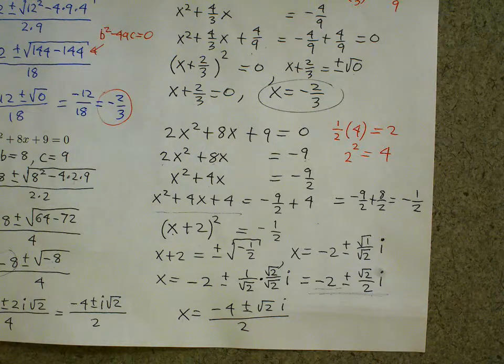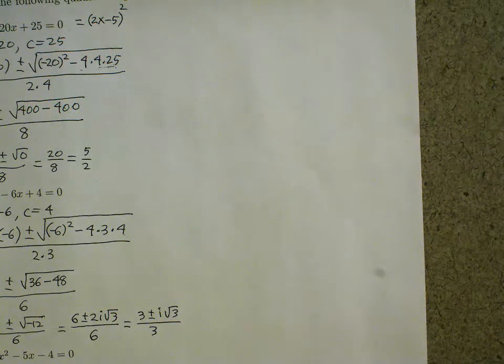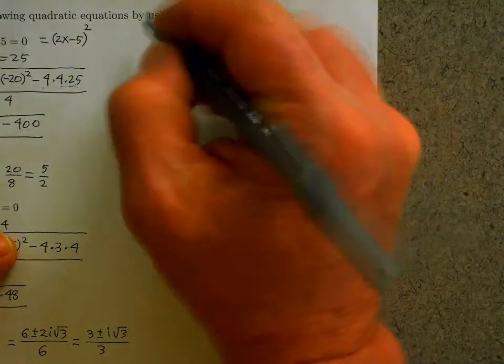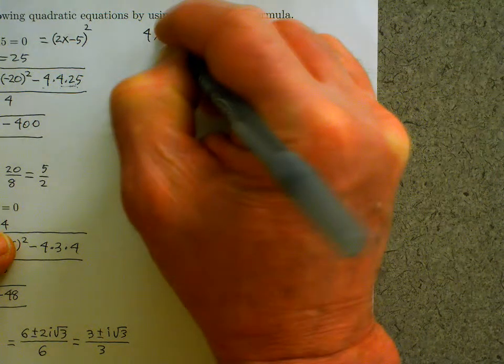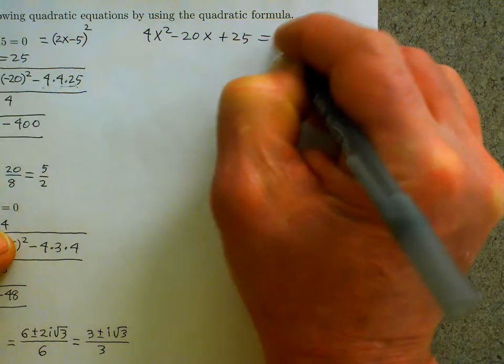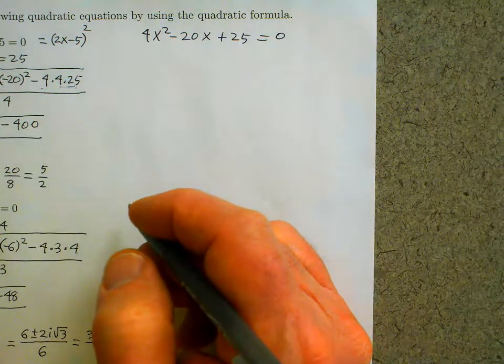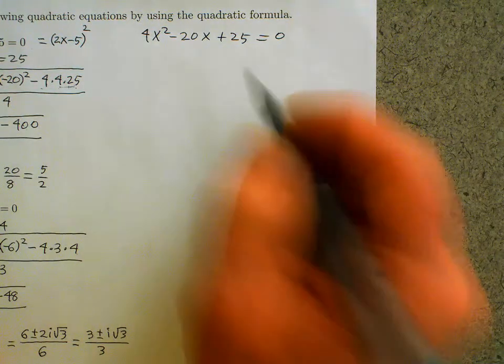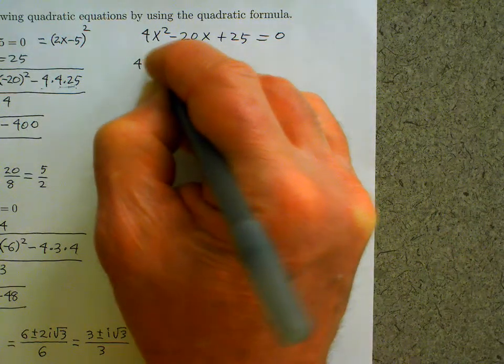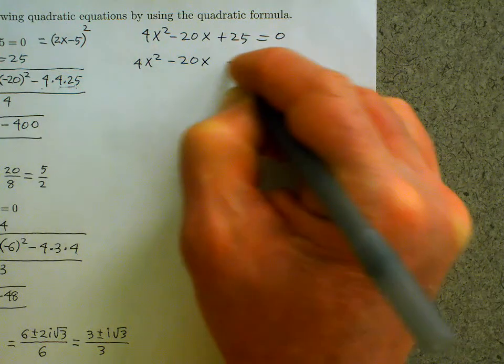Okay, let's start working on the next page. Solve by completing the square. So here we have 4x squared minus 20x plus 25 equals 0. So first subtract 25 from both sides. We get 4x squared minus 20x equals negative 25.